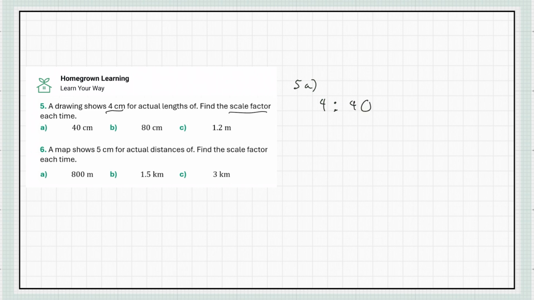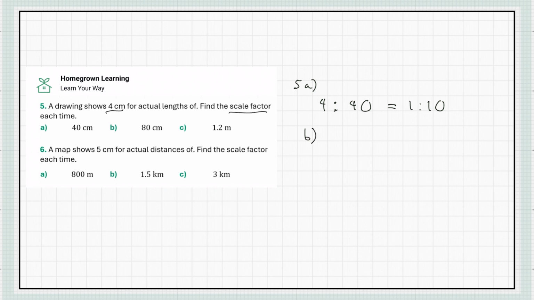So this is the ratio of the drawing to the real world, and we know that we can divide this or make this simpler. So if we divide both parts by 4, we get 1 to 10. So when it's asking you for the scale factor, you are going to put it in its simplest terms.